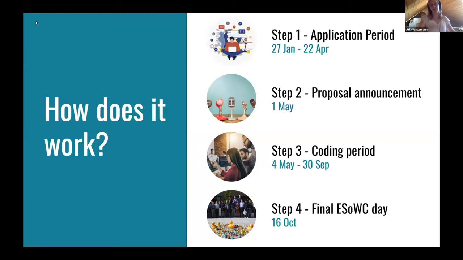It's always a process where the application starts in January. This year the application also started at the end of January, and it closed on 22nd of April. During this time, people or teams could apply to projects that were published on GitHub. And then the final selection of 10 projects this year was done on 1st of May.